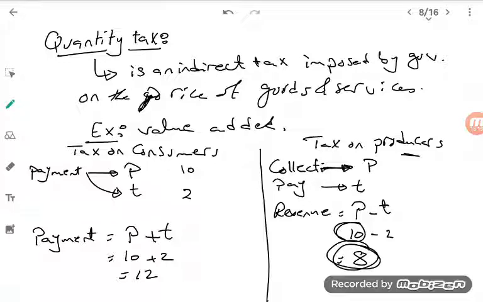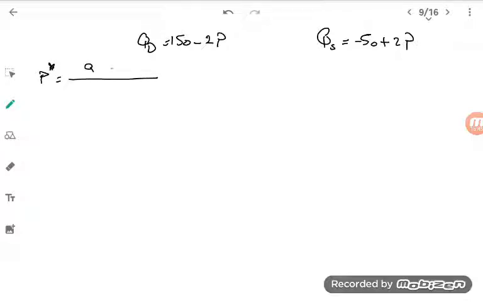Okay, what's the impact of imposing taxes on equilibrium price and quantity? Let's start with an example. QD equals 150 minus 2P, and QS equals 50 plus 2P. If you are going to find the equilibrium price, A plus C divided by B plus D, it will be 150 plus 50 divided by 2 plus 2, it will be 50.